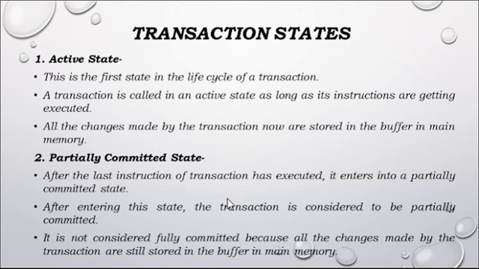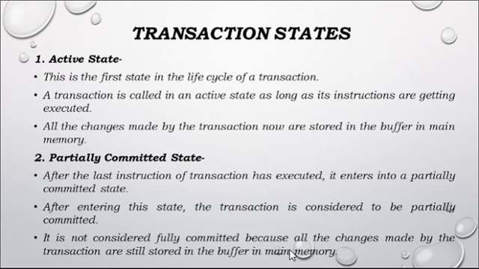Second is the partially committed state. After the last instruction of the transaction has been executed, it enters the partially committed state. After entering this state, the transaction is considered a partially committed transaction. It is not considered fully committed because all the changes made by the transaction are still stored only in main memory, not in our permanent secondary storage or our database. In the partially committed state, we always check the consistency of our database.